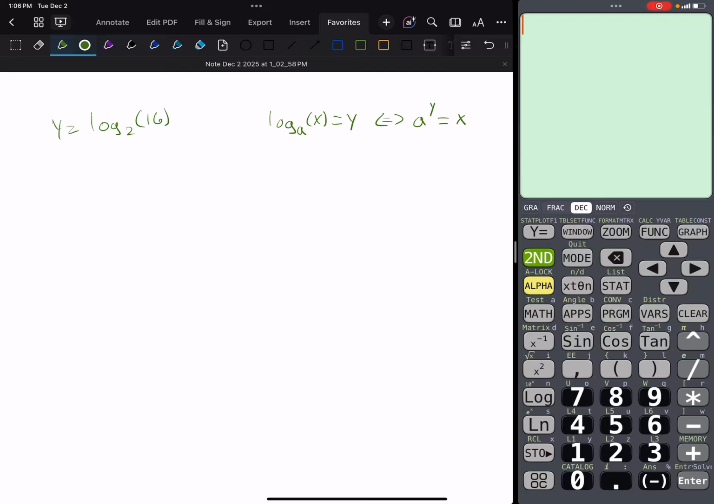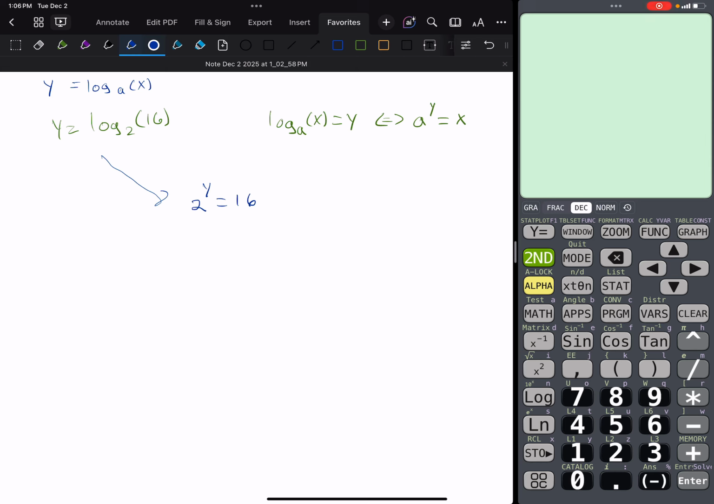How can I do that? It's a little bit of a different analysis. But what I really have is, if this is log base a of x equals y, then my a is 2 and my x is 16, right? And so what I'll really have here is 2 to the y equals 16. So it's going to be 2 to the what equals 16.